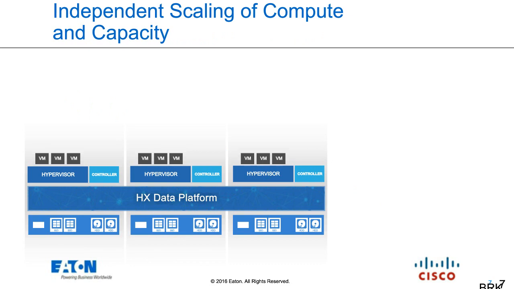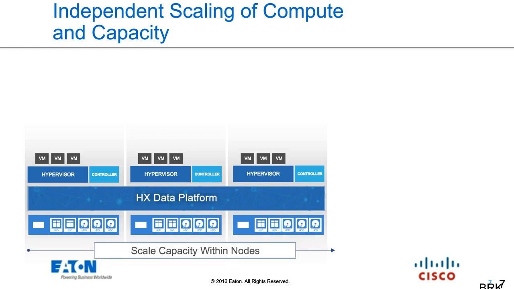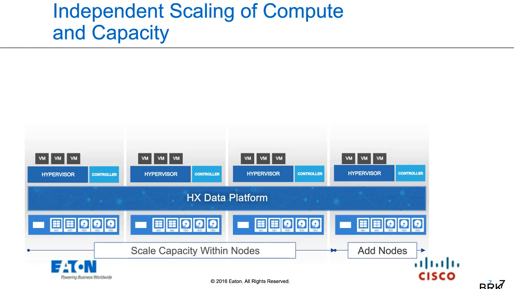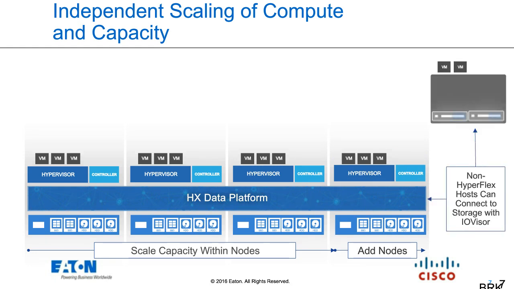Already mentioned the independent scaling of compute and capacity. This is one of the things I talked about last time, but it is a very important feature for the HyperFlex data platform. You can scale capacity within the nodes by adding more servers with storage attached, or if you've got plenty of storage capacity and you just want to add some compute, we can add non-HyperFlex hosts just with IOVisor running in a VM on those hosts just for compute capacity.